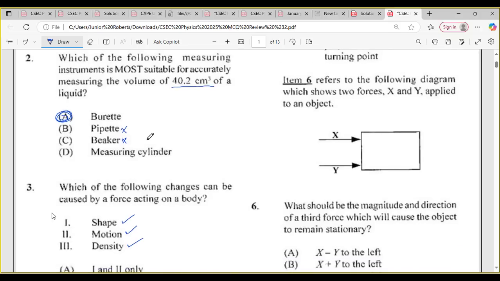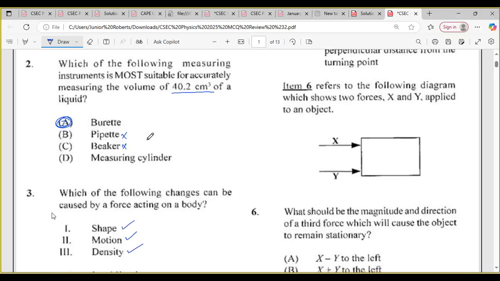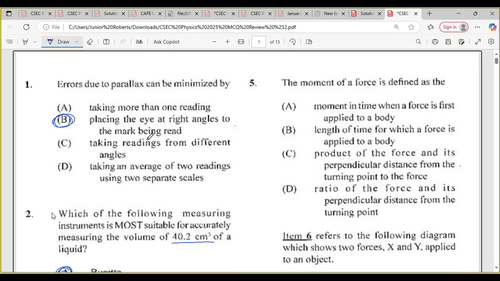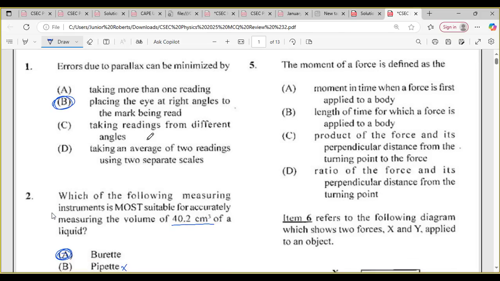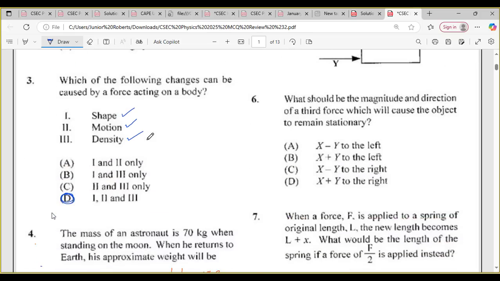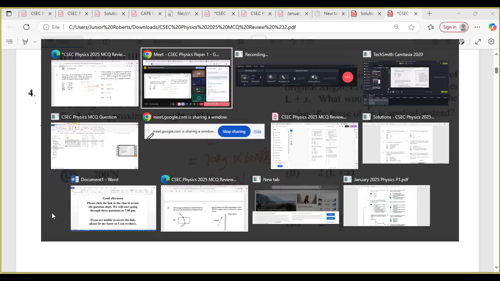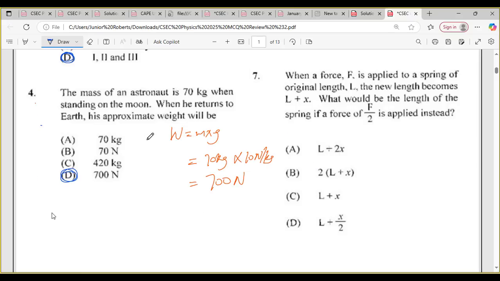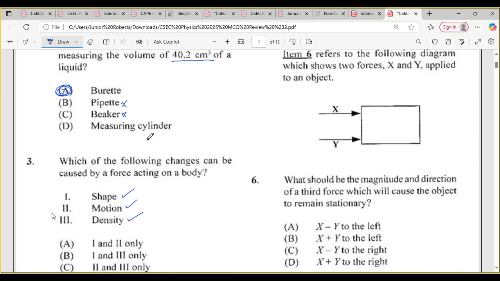Newtons. Excuse me, number 2. Okay, I see it. Oh, okay, good. All right, so that's number 4. Number 5 now says that the moment of a force is defined. So what's the answer for number 4? 4 we said was D. Okay, so D for number 4.